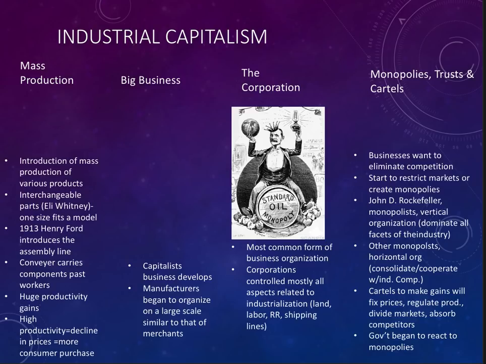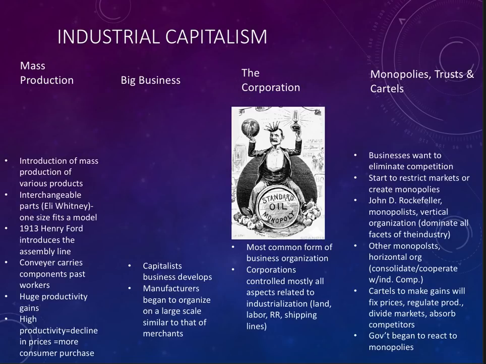You also see the existence of cartels to make gains, and they will begin to fix prices, regulate production, and divide markets, and they will absorb competition through the use of these cartels. And like I said, the government began to react to these monopolies because they saw that they're pretty much controlling everything. They're controlling prices, production, supply and demand, and they felt that it was not fair to the consumer who was purchasing these goods to not have choices in the goods that they were purchasing.